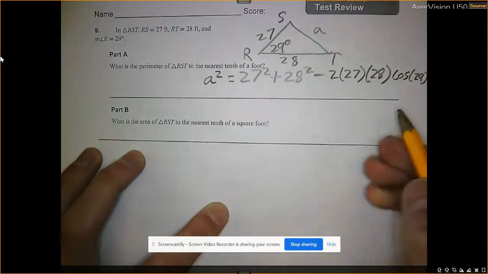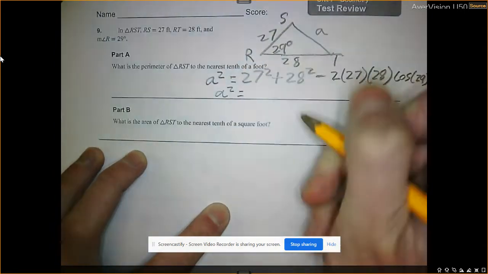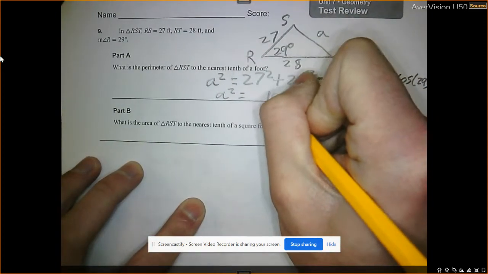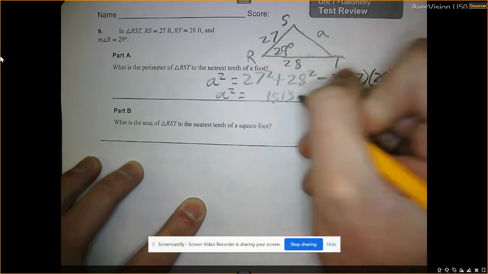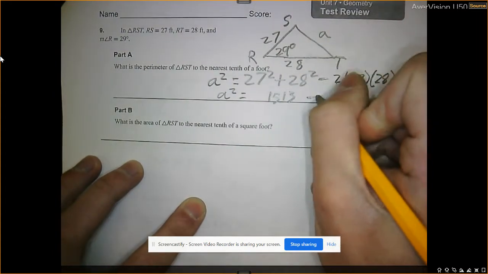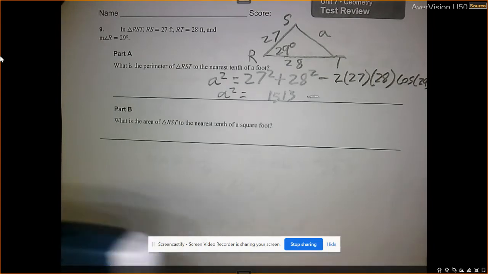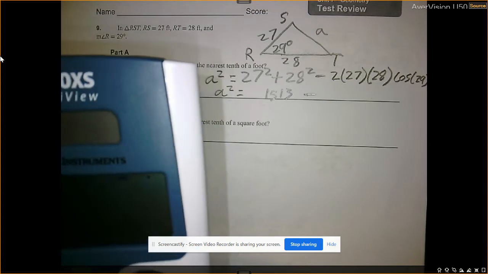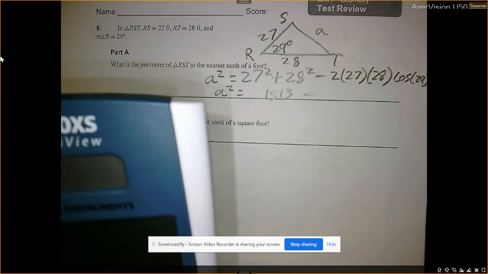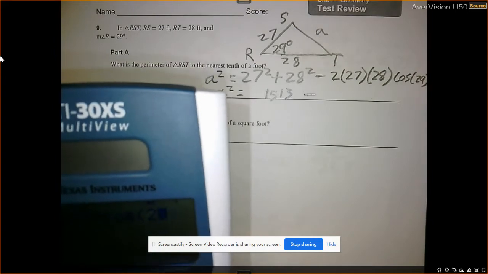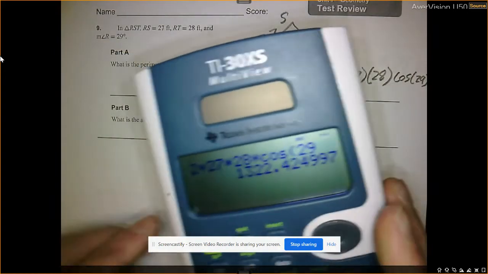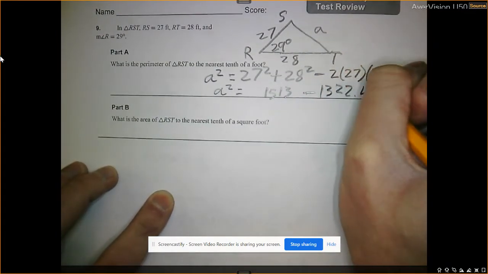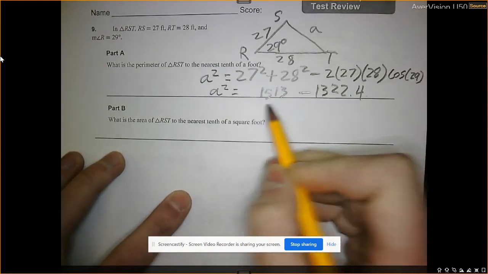Okay, that's a biggie. So from there, you're simplifying. A squared equals 27 squared plus 28 squared. I would do that in the calculator, and that's going to be 1,513. Subtract that by, and you're doing this part in your calculator, 2 times 27 times 28 times the cosine of 29. Enter. It's about 1322.4. From there, you're just subtracting the two.